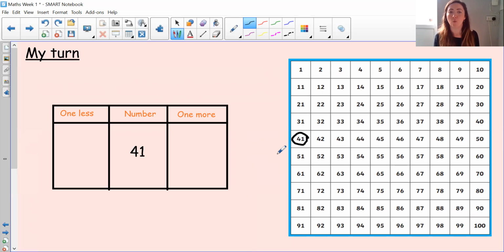Now, if I want to find one less than that number, I need to look for the number that comes before it on the 100 square. It's a bit trickier when you're looking at the first number on the row, but what we need to remember is that when we're looking for the number that comes before, we need to go up to the row above, but right to the end. So the number that comes before it is right at the end of the row above. So here it is. One less than 41 is 40.